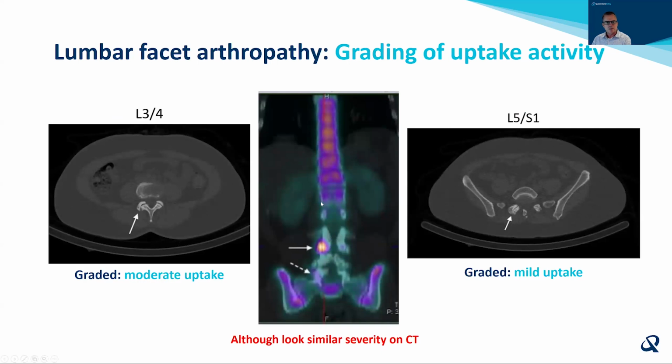So this is just an example of fused CT SPECT. This patient has moderate uptake in their L3-4 and mild uptake in their right L5-S1. But you note that the severity on CT looks fairly similar. In fact, the mild one looks more severe on CT than the L3-4. But the intensity of uptake is higher in the L3-4. So this is the facet joint that should probably be targeted. I mean, obviously, you have to have some clinical correlation as well.